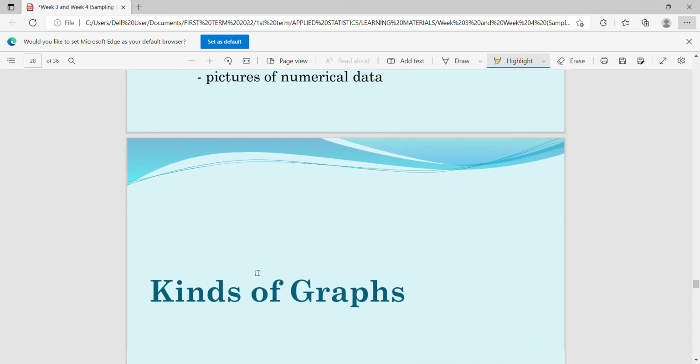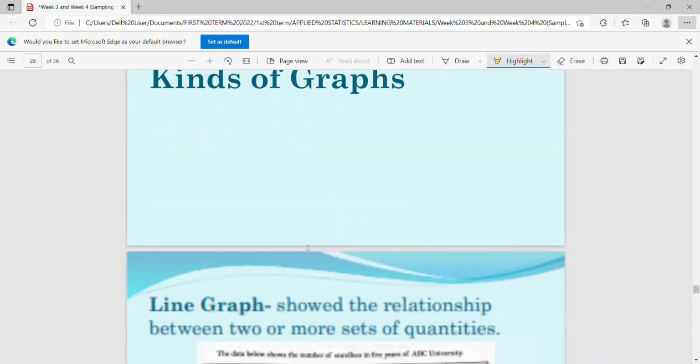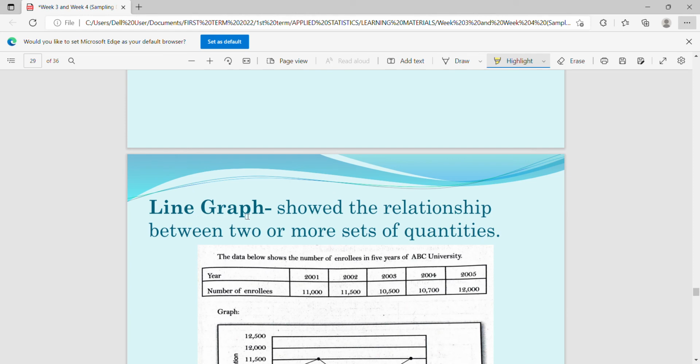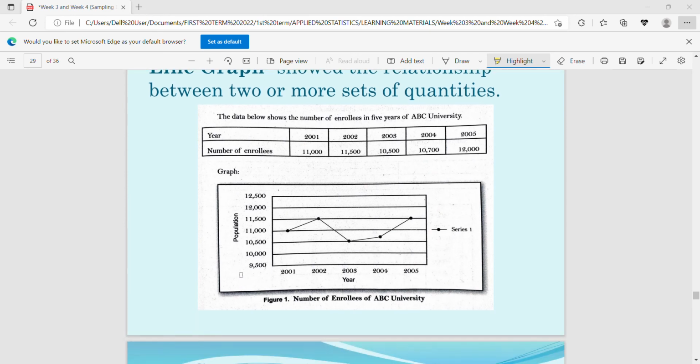So these are the kinds of graphs. I know that you are familiar with this, the line graph, which shows the relationship between two or more sets of quantities. Maniporma sa line graph.